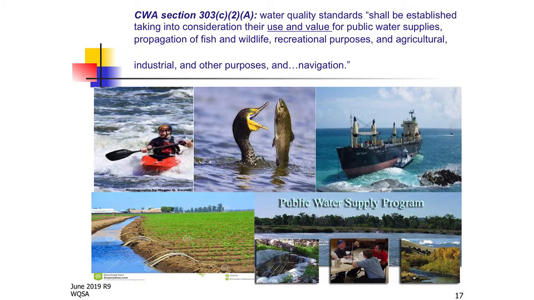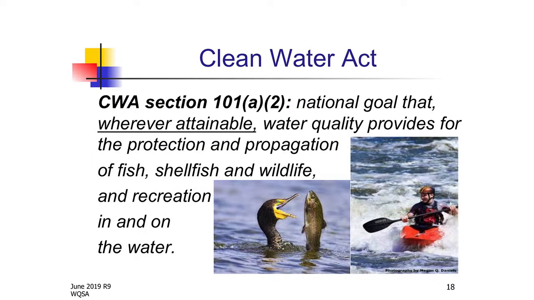Clean Water Act section 101(a)(2) provides very direct language, a national goal, that water quality provides for protection and propagation of fish, shellfish, and wildlife, and recreation in and on the water. This is what's commonly referred to as the fishable, swimmable goals of the Clean Water Act, or the uses specified in section 101(a)(2) of the Act.